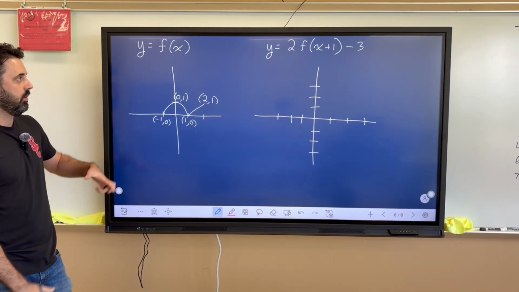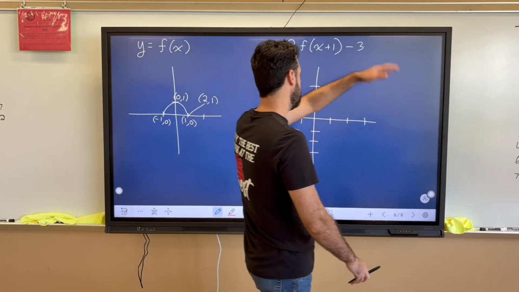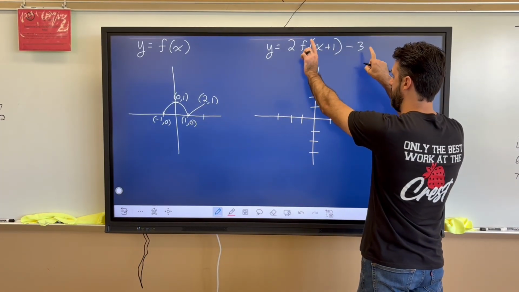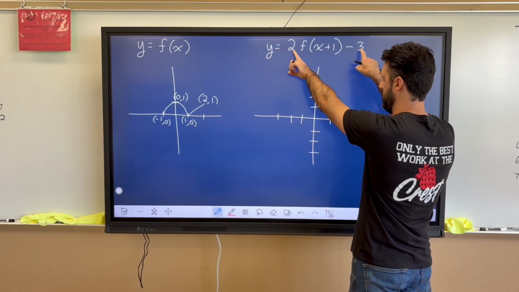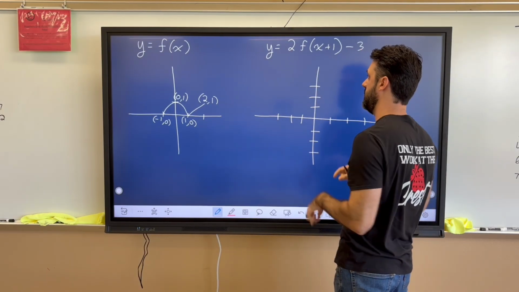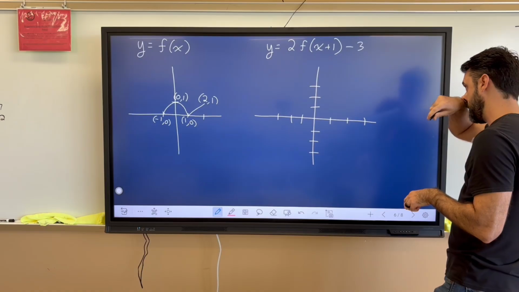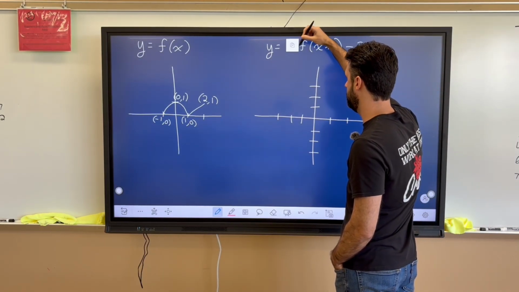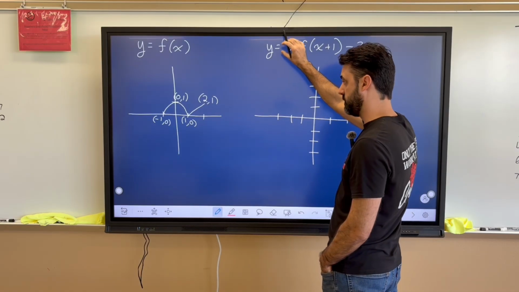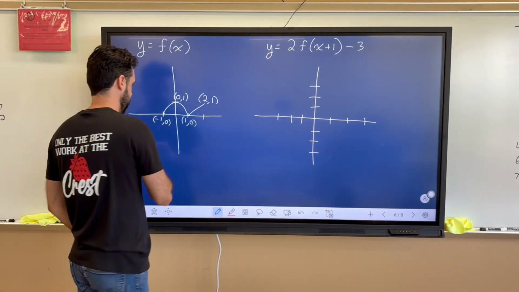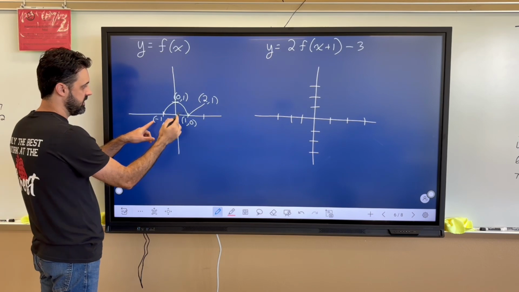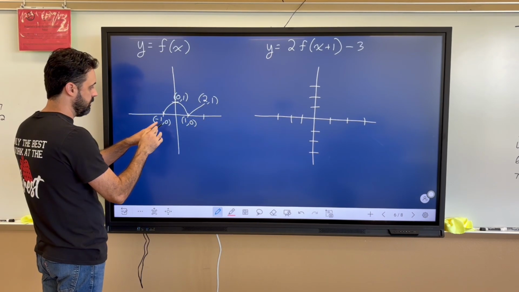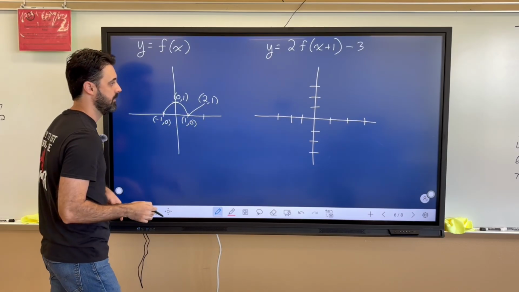All right, and so what we're going to do is go one at a time with our transformations. So first, the 2 that is on the outside, again, those always change the y values. Anything on the inside of parentheses is going to change the x values. So that 2 is multiplying f of x, so we're going to multiply the y values. The x values are going to stay the same for these 4. But over here, I'm going to go one transformation at a time. We're going to multiply the y values by 2.